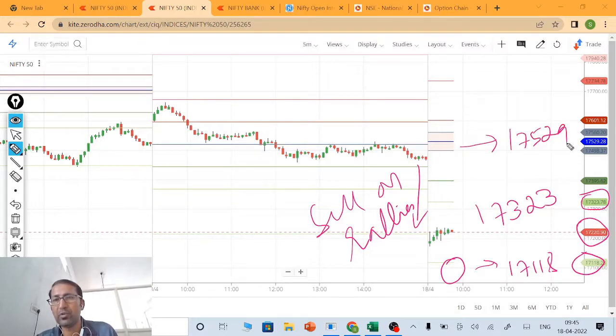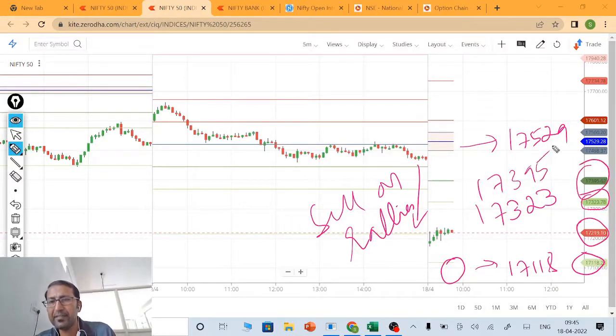I need not tell about the resistances. I already told, 17,323 is going to be a major resistance. If it breaks that, then 17,395. So the chances of market breaking 17,400 are very dim.